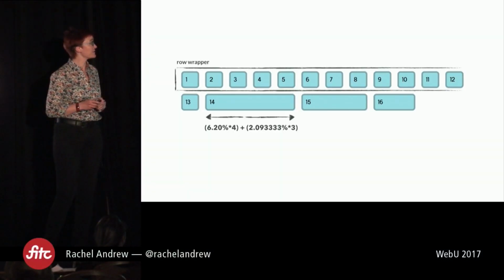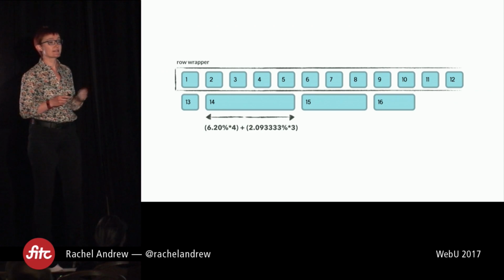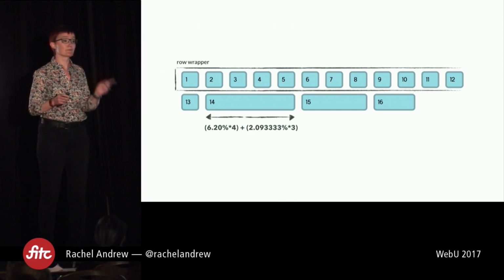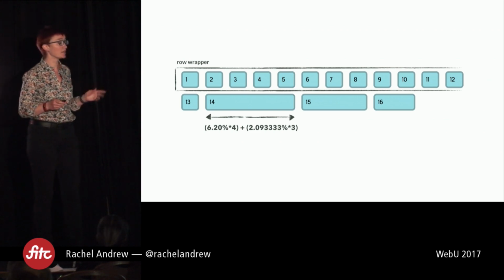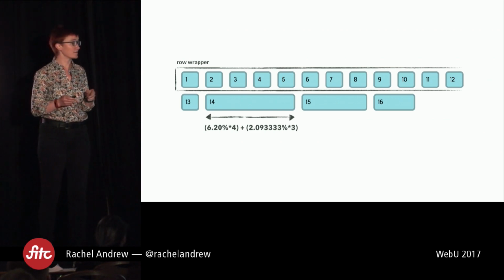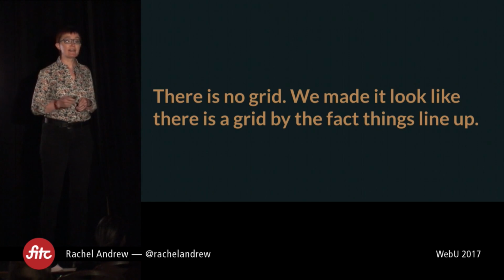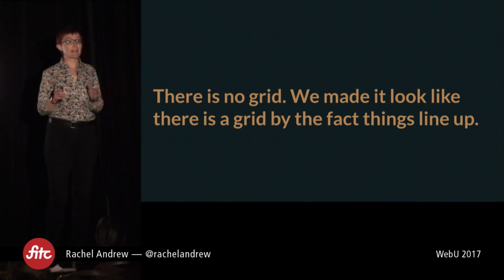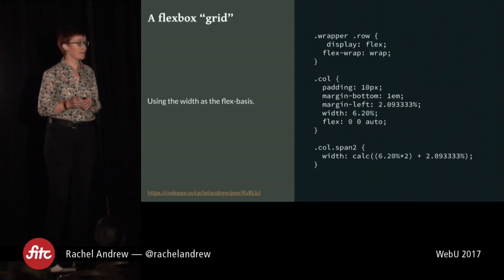So we end up with this kind of thing. We're doing these sorts of sums somewhere, whether we do that in Sass, or we add it up with a calculator and put it into our CSS, or whether we use calc, we're having to do that kind of math. And the key thing is, there isn't a grid. We're faking the appearance of a grid because we're doing the work of lining everything up.